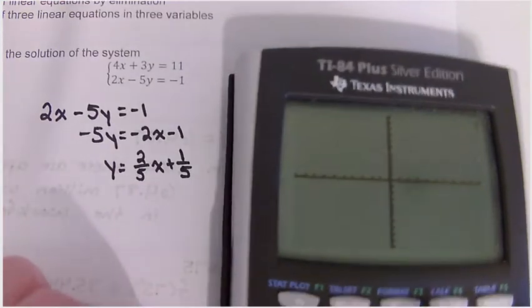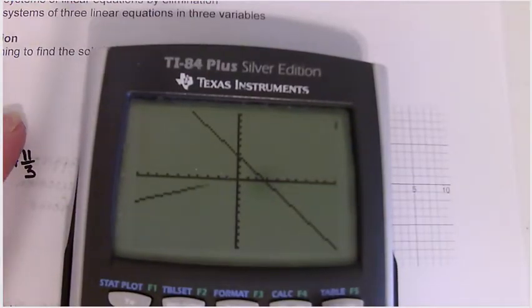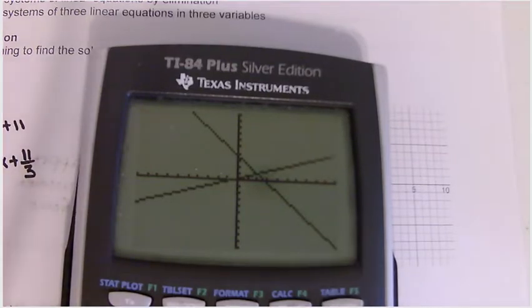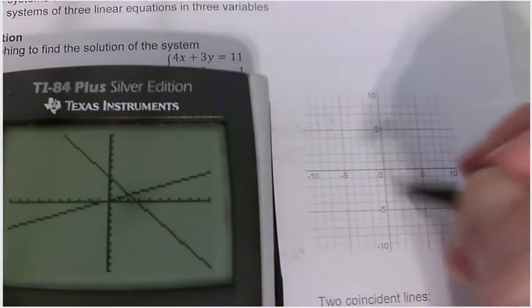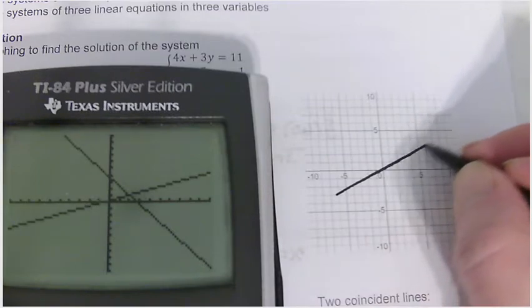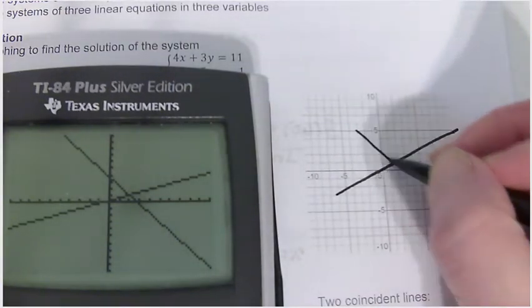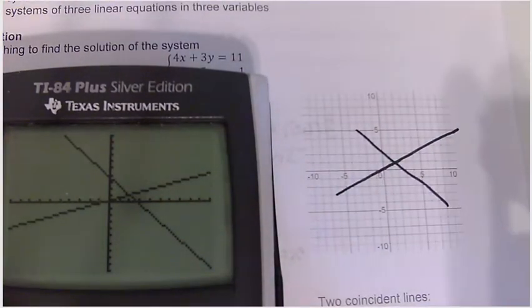I'm going to press graph. And I can see where they cross. So I can tell that one of them's doing something like this. One of them's doing something like this. But it's hard to tell exactly where they're crossing. I can guess, but that's not good.